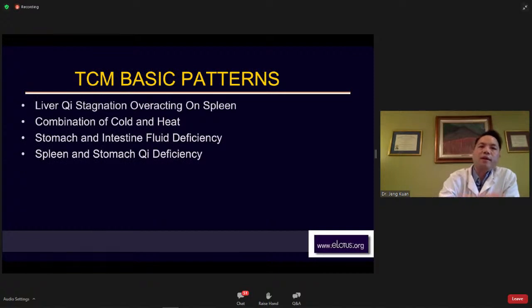In TCM, there are 4 patterns that can cause IBS. So qi stagnation overacting on spleen, or a combination of cold and heat, stomach and intestine fluid deficiency, spleen and stomach qi deficiency. All those are the patterns that we have seen in the clinic.